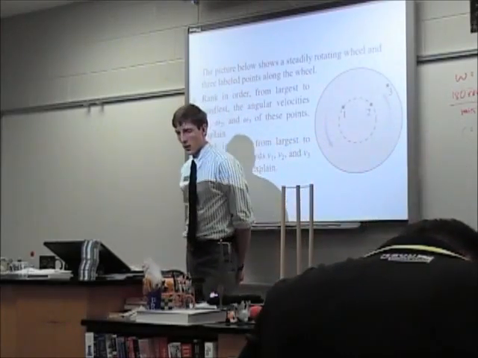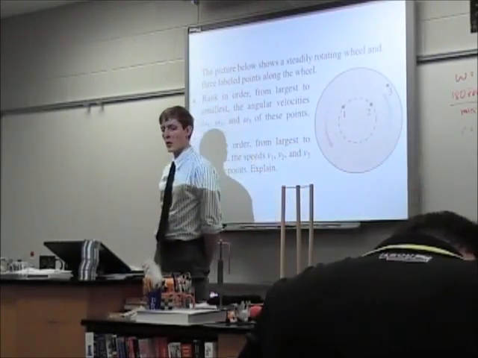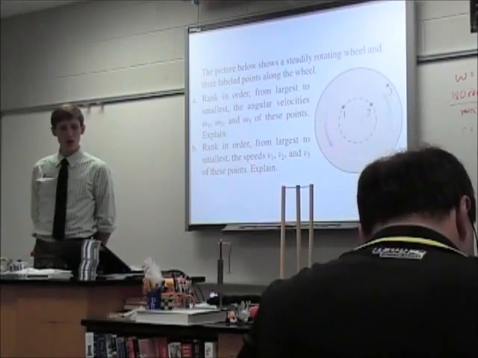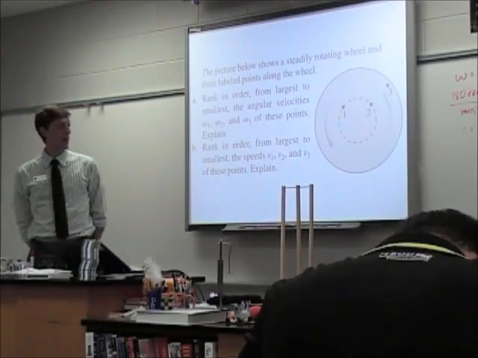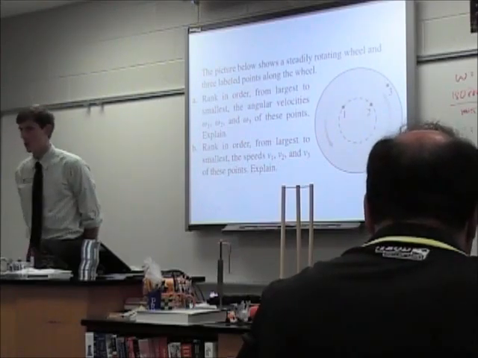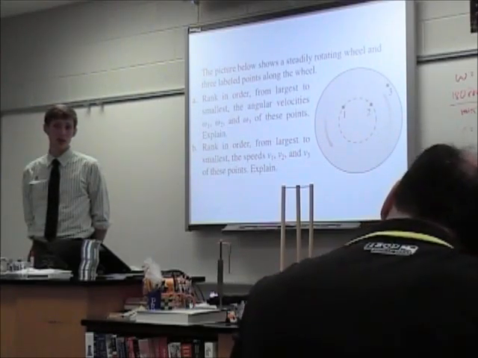Okay, the picture below shows a steadily rotating wheel and 3 points along the wheel. This is a very easy question. Compare the angular velocities of each of these points and compare the tangential velocities of each of these points.